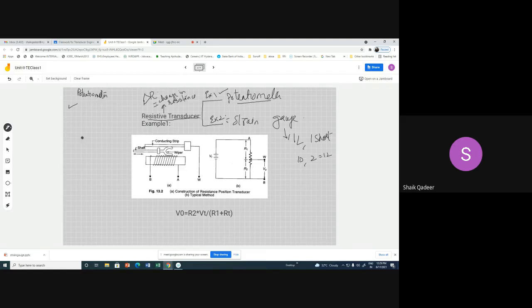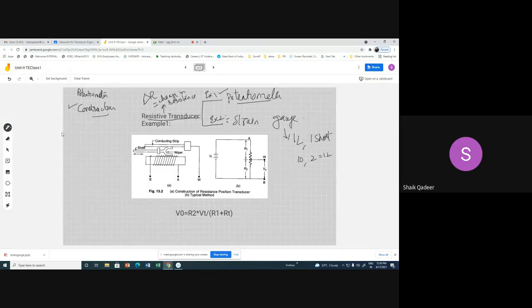Potentiometer. First, we will cover the construction part. Then we will see the principle. Construction. So it actually consists of A, B, and W.